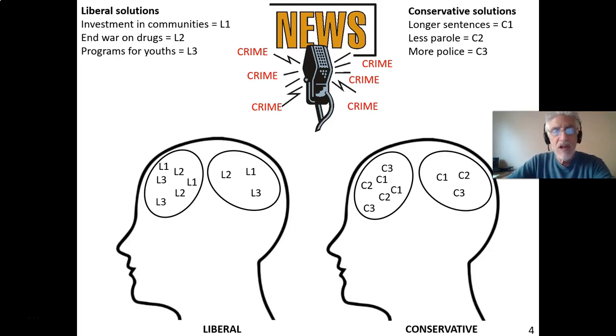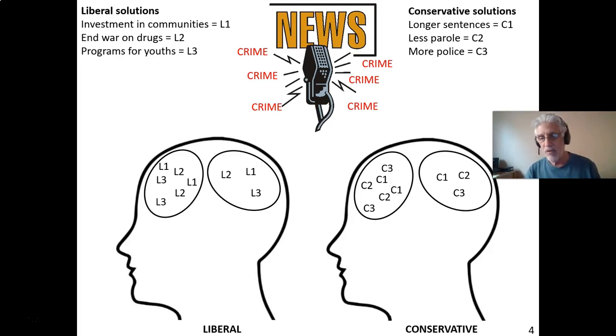And so I've listed the investment in communities as L1, liberal 1 solution, ending the war on drugs as L2, programs for youth as L3. So while the liberal had crime at the top of his head, in terms of thinking about solutions, that's what's in the top of the heads and the back of the heads of the liberals. They have 2 L1s, 2 L2s, 2 L3s, and 1 of each in the back of the head. In other words, yes, the liberal is thinking about crime, right? But what they think about crime and what should be done about crime is related to their ideology.